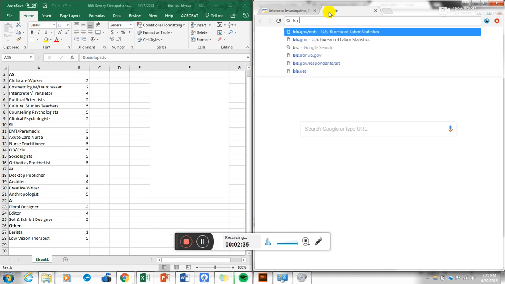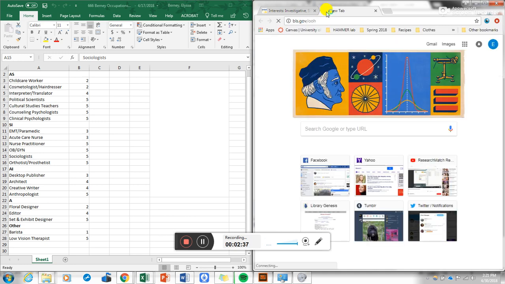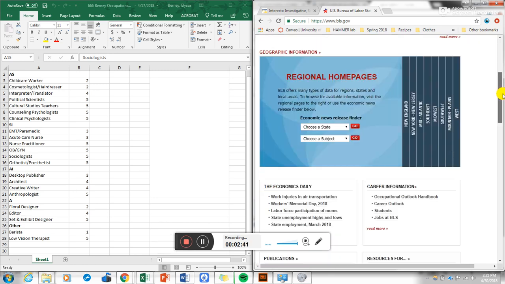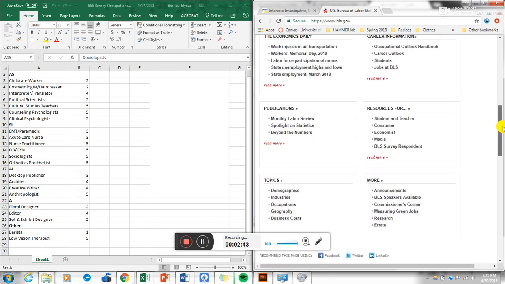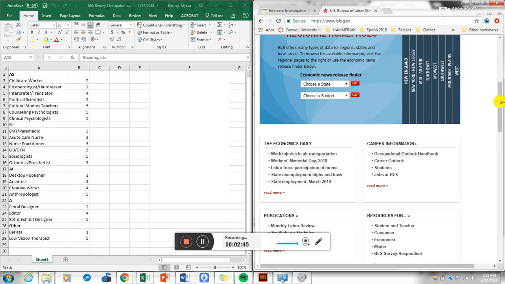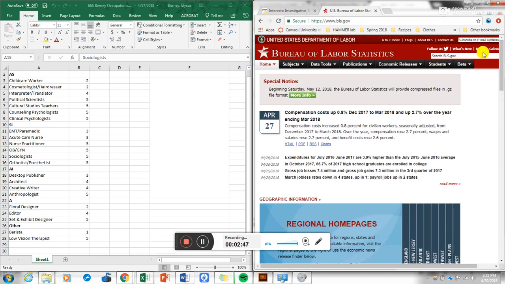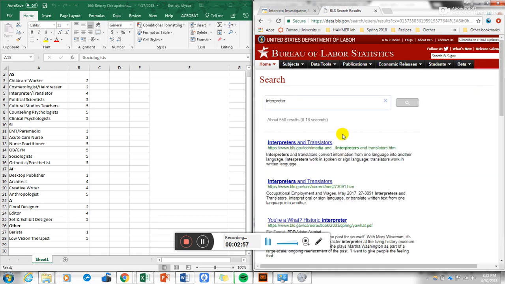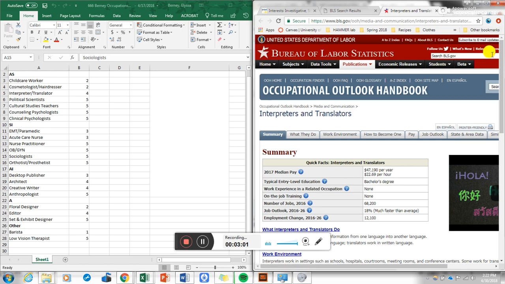the BLS.gov. So this is the Bureau of Labor Statistics. And what I'm going to do is essentially search this person. Okay, let's go with interpreter translator. So I'm going to go up here and Google interpreter. It's going to pull up the everyday life of an interpreter. This is the kind of things that they do. It also includes a lot of information about how much money they make, what their job outlook is like.